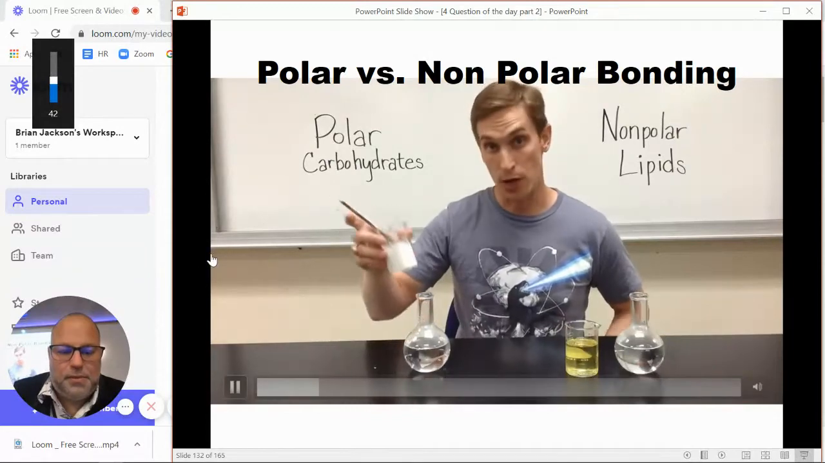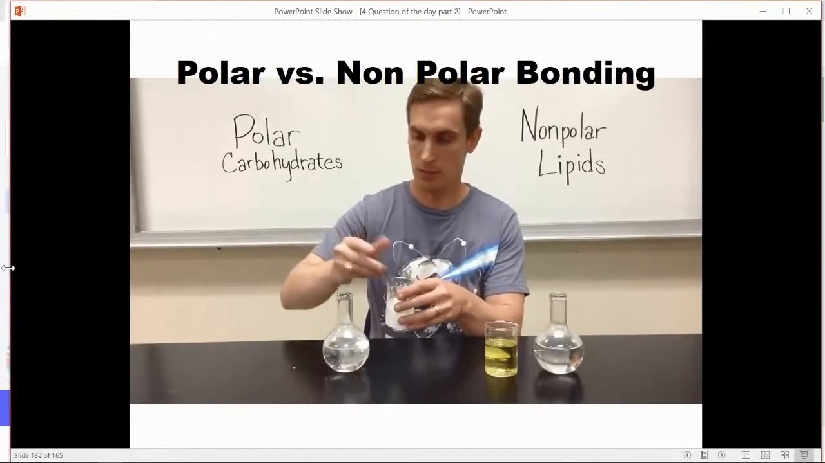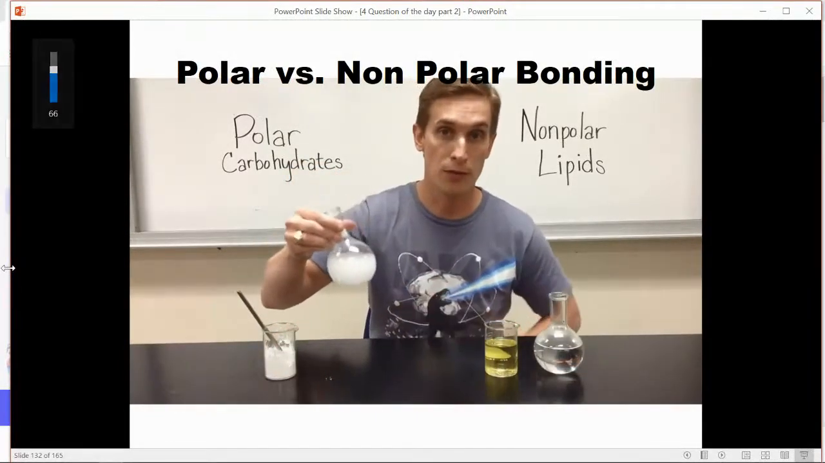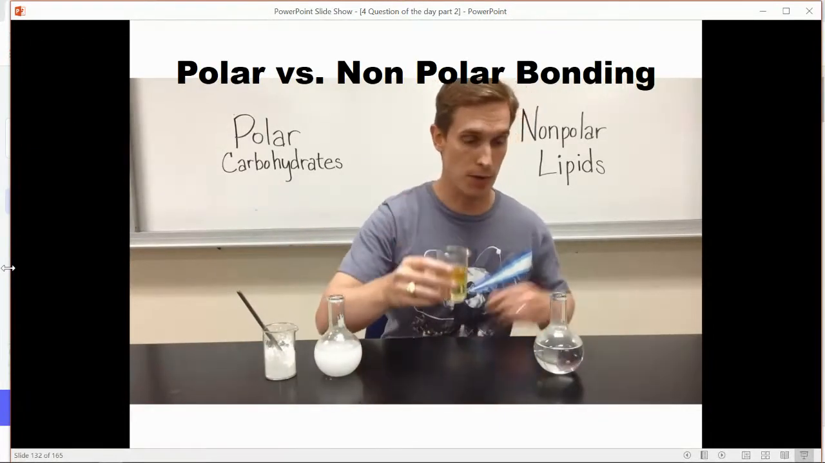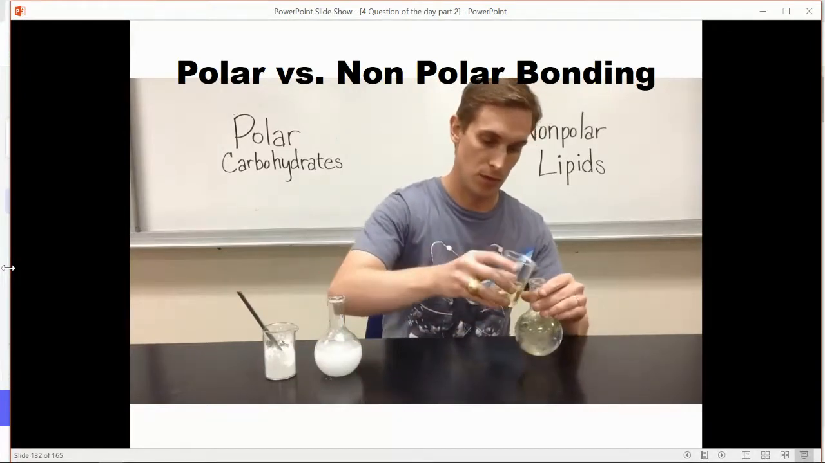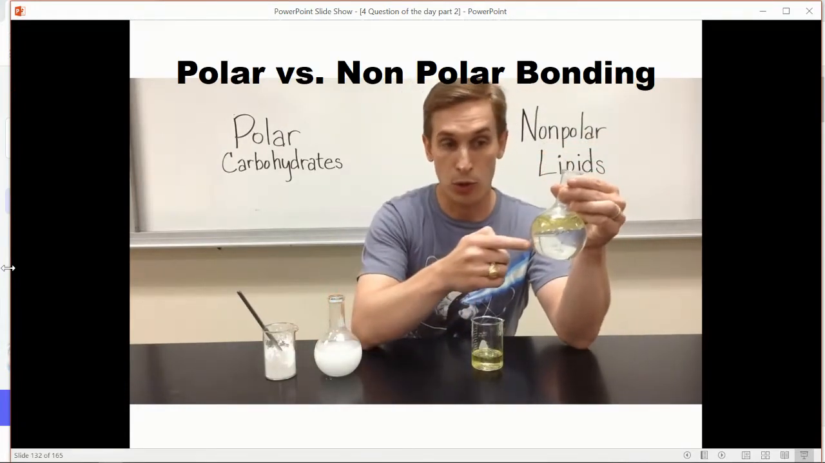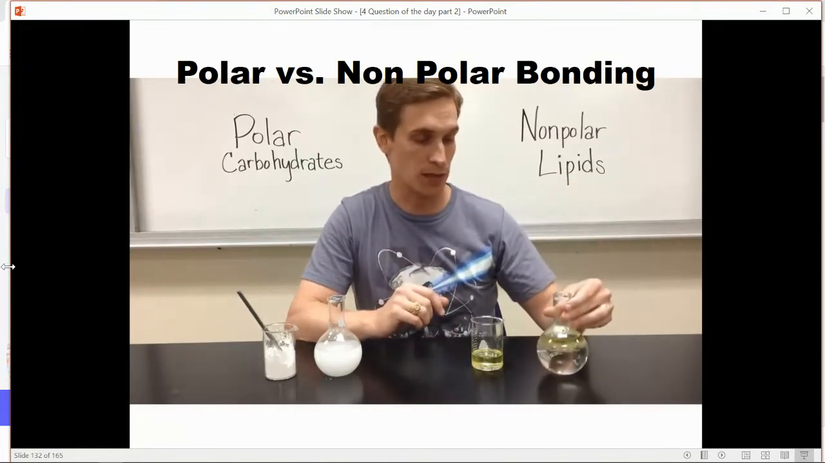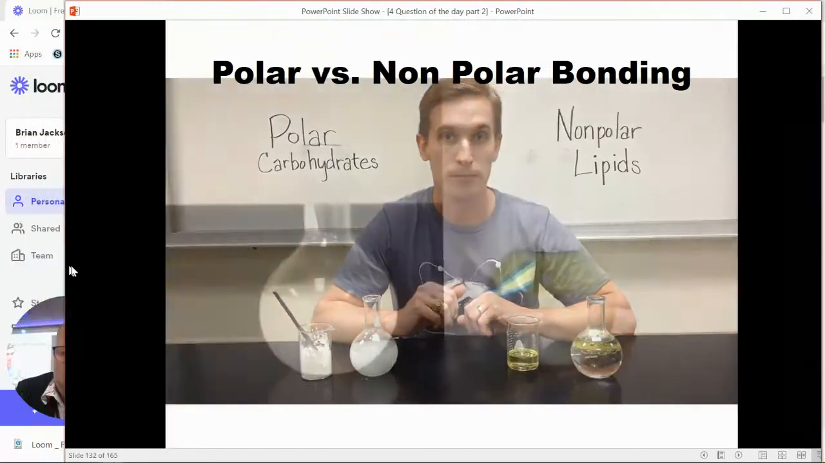Now, if I put in another polar compound, like these carbohydrates, you can see that they'll mix together. That's because polar compounds will mix well. However, if I pour in a non-polar compound, like these lipids, you can see that they don't mix well at all. That's because polar and non-polar compounds repel each other. This is a very important concept for biology because so much of every living thing is actually made of water.